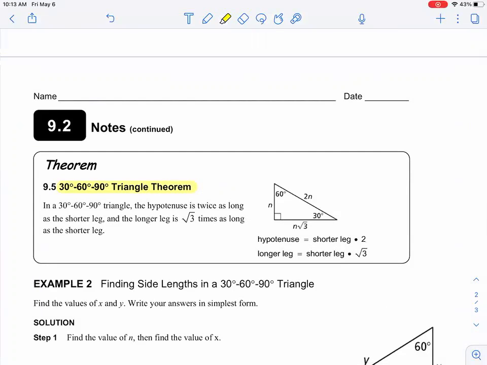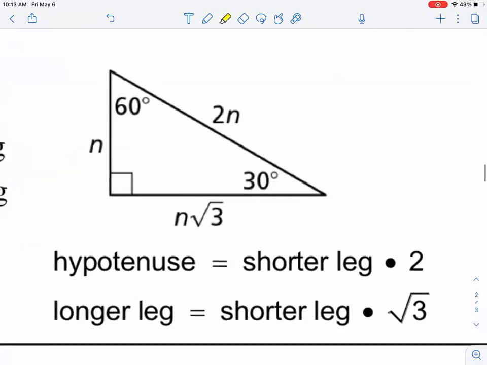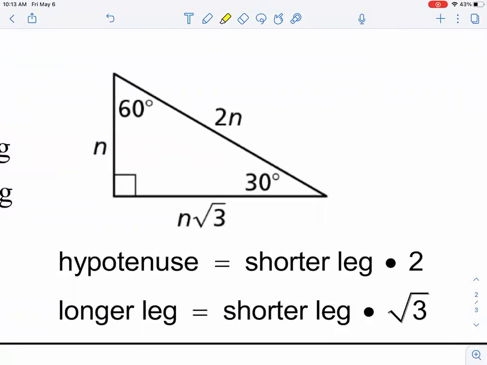So for 30, 60, 90, because the angles are three different measures, the sides have three different measures also. So like in the other one, we had two sides that were the same. We don't have that in this case. What we do have is we have what I'll call the short leg. Since this is 30 degrees, it's always across from the short leg.